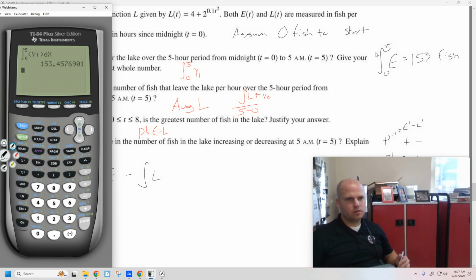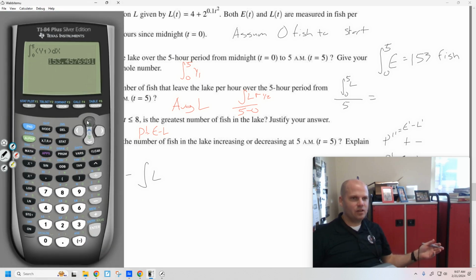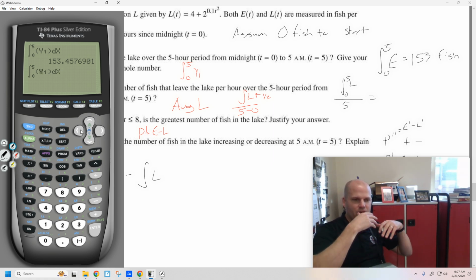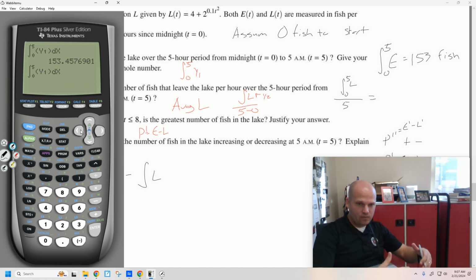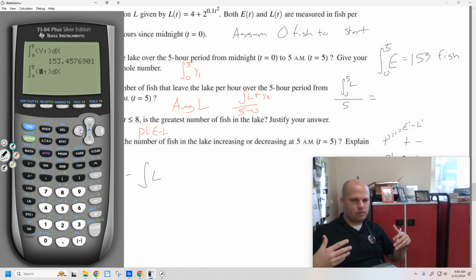Total fish. Now, the next one is the average fish that leave per hour. So when I accumulate L from 0 to 5 and divide it by 5 hours, I get an average L. I get an average fish per hour. It's kind of hard to understand why this is fish per hour, but we kind of talked about how it's like an average rate of change of the derivative. It gives you the average antiderivative.